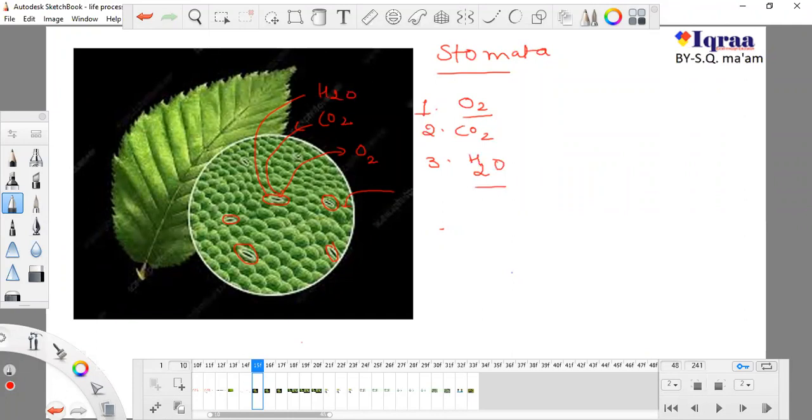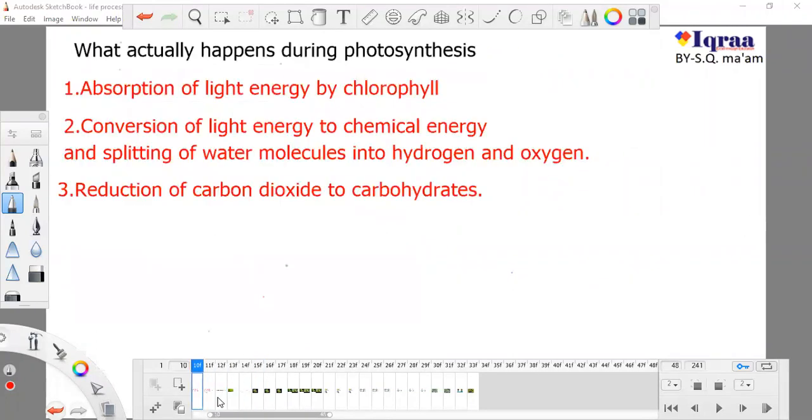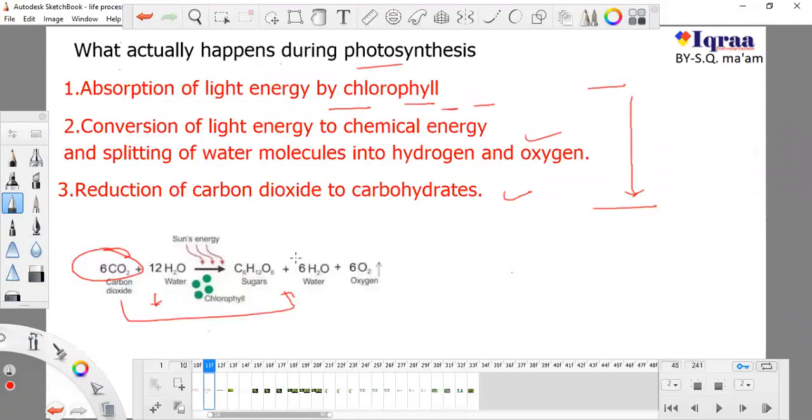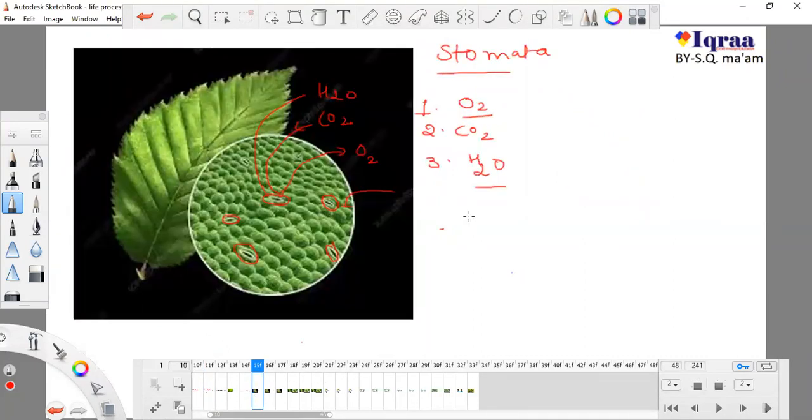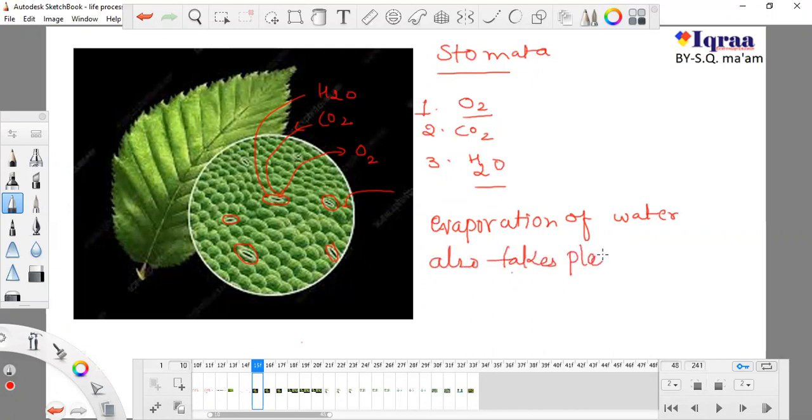It can release water molecules in the process of photosynthesis. We studied the process of photosynthesis. In this case it releases water, and it also releases oxygen. And in other cases, other than photosynthesis, the evaporation of water also takes place without photosynthesis.